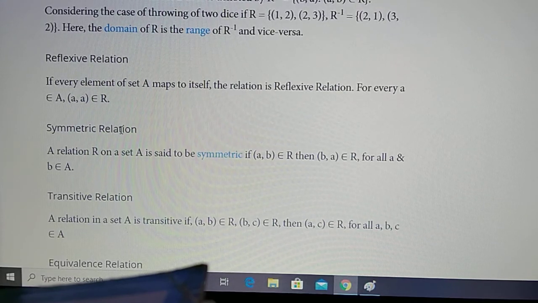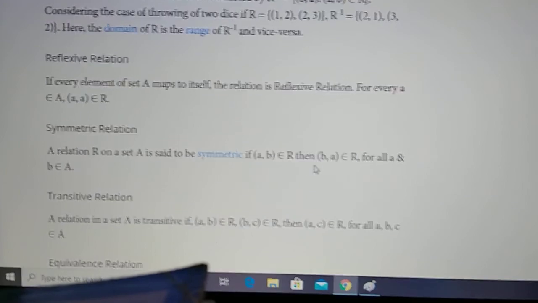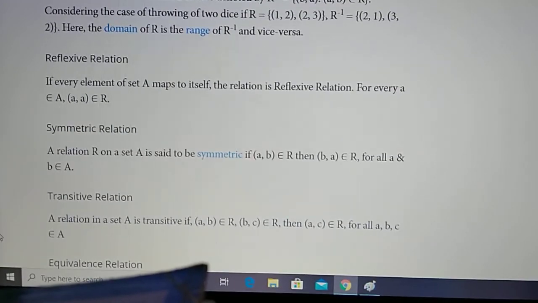What is a symmetric relation? Symmetric, you can say that's an inverse of a particular set. Like, we have given a relation R on a set A is said to be symmetric if (a, b) belongs to R and (b, a) belongs to R, for a, b belongs to A. Okay, we can see it here, (a, b) belongs to R or (b, a) belongs, so you can see it here, (a, b) belongs to R.